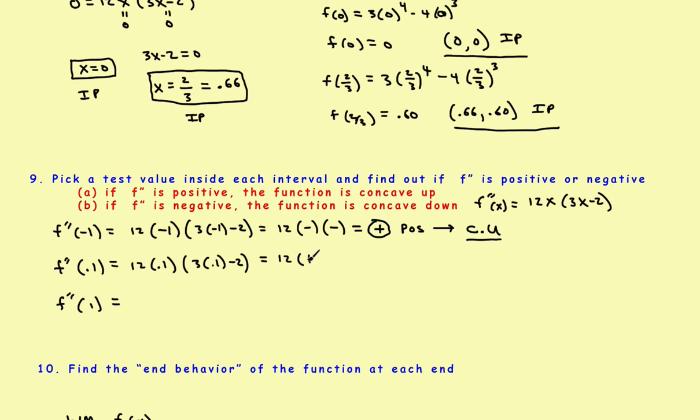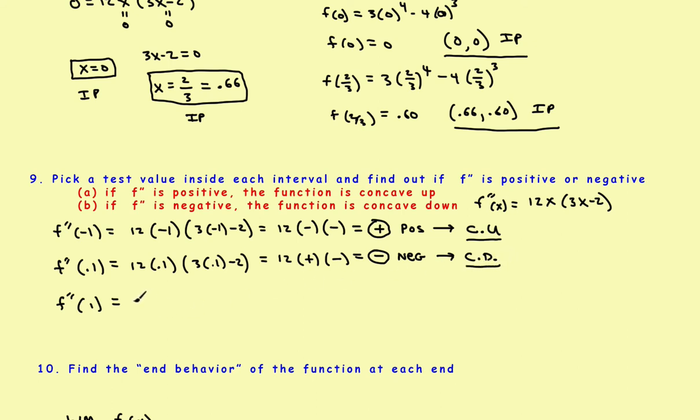0.1 is positive, and this would be 0.3 minus 2, which would be a negative. When I multiply those together, I would come up with a negative. In the second interval, the second derivative is negative, which tells me that it is concave down.